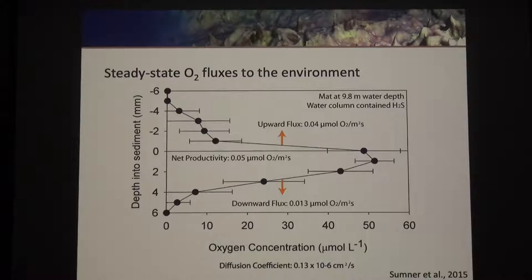And then you can also calculate the downward flux, and you get 0.05 micromoles of oxygen of net production. Our net productivity calculation, based on the amount of chlorophyll that's present and the photosynthetic response to light plus the photon flux in this environment, gives us about the same value for the net productivity.